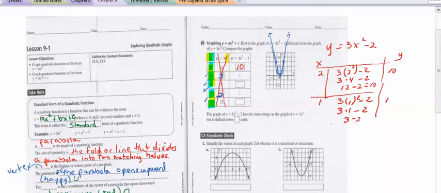And then we're going to do 0. So we've got 3 times 0 minus 2. Well, we have 0 minus 2, which is -2. So that's our -2. And then they did the same thing for the -1.